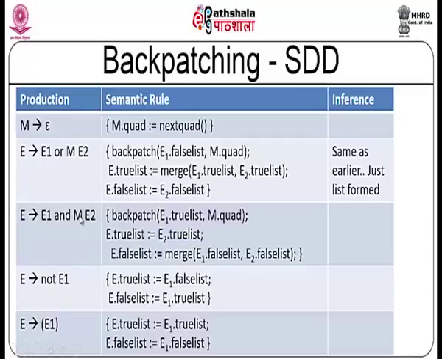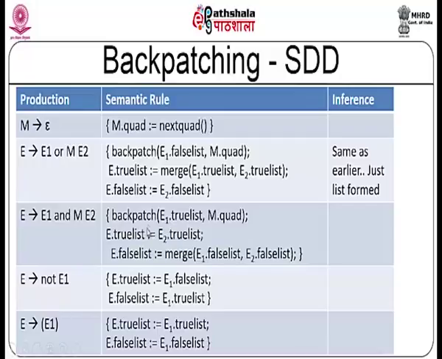Or even if it is a complex expression, after completing E1, M will point to the next line number, which is the first line number corresponding to E2. So that is fetched from M dot quad, which is backpatched with E1 dot true list. That is the statement where E1 dot true is going to begin. E1 dot true should be filled up. In that, what I do is I will basically put this.